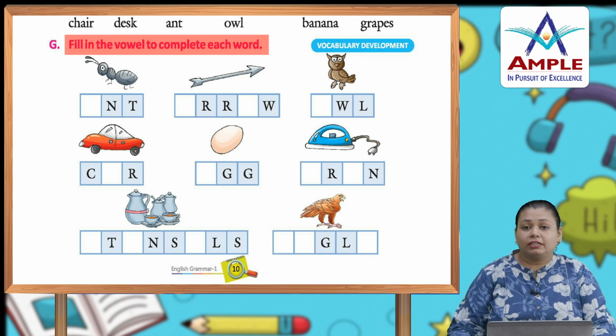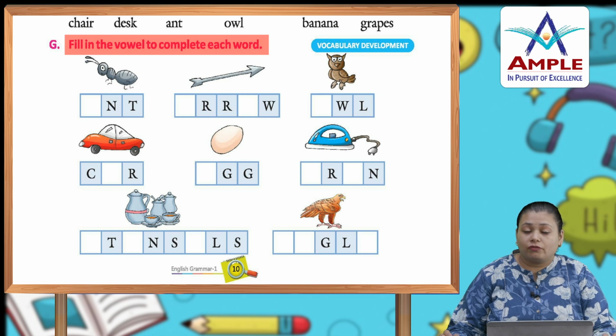What do you have to fill in this box? You need to fill this box with vowels only. No other consonant is going to be filled in these boxes. You just need to fill in the vowels. Okay.